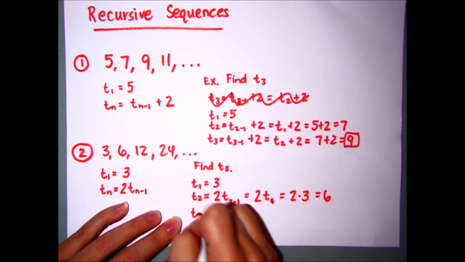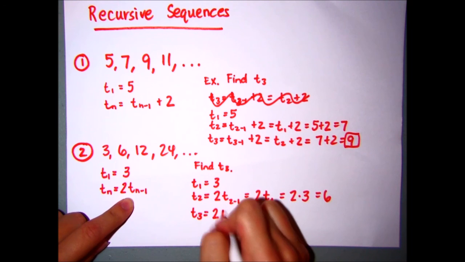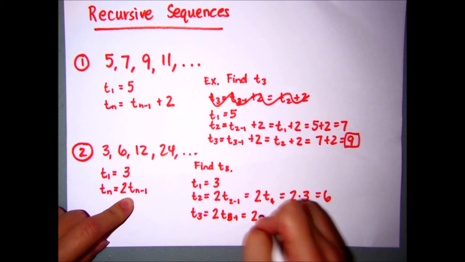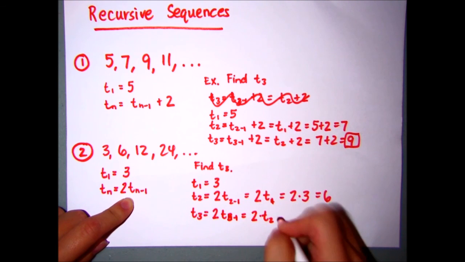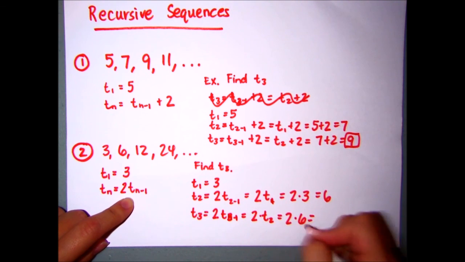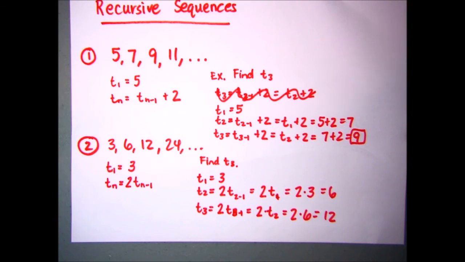Then we can find term 3. That is going to equal, using this formula again, 2 times term n minus 1, or 3 minus 1. So that's equal to 2 times term 2, which is really equal to 2 times, what's term 2? Term 2 we just found to be 6. So 2 times 6 is 12. And you can check right here, yes, we got term 3.